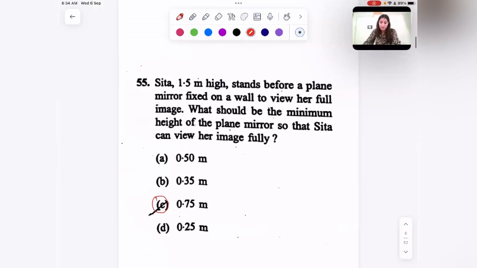This one is from optics. Sita, 1.5 meter high, stands before a plane mirror. In order to get a complete image of her, in the case of plane mirrors, in order to get a full image, the mirror should be a minimum of half the height of the person, right? So if her height is 1.5 meters, then the mirror should be a minimum of 0.75 meters in height. So option C.